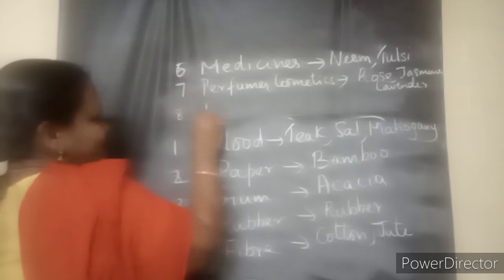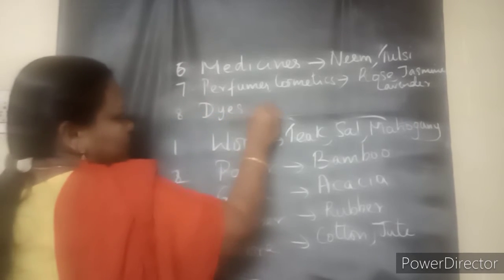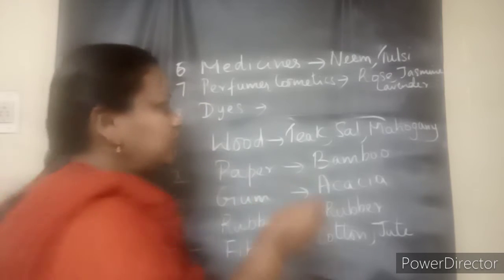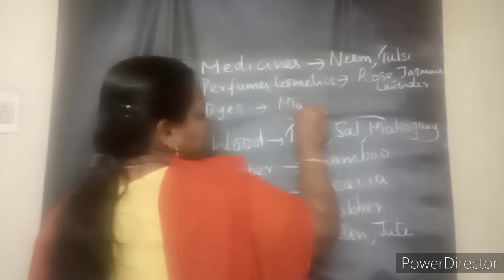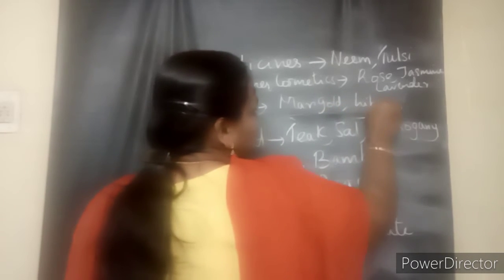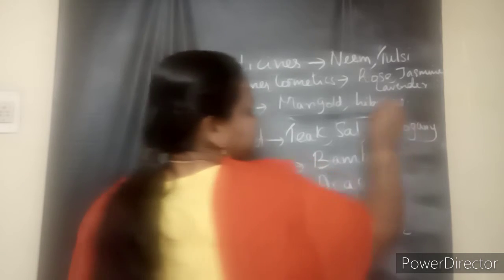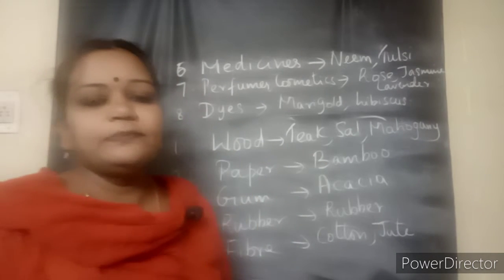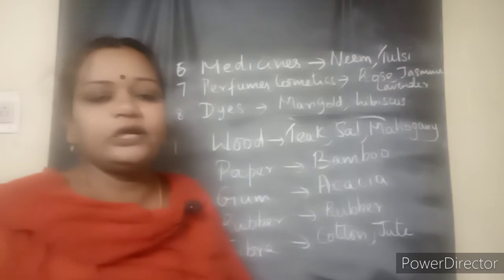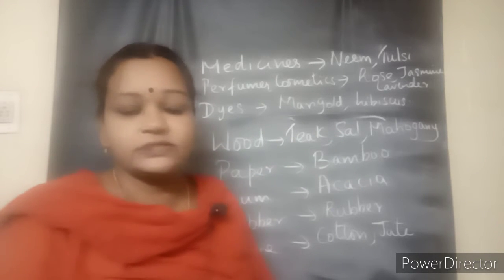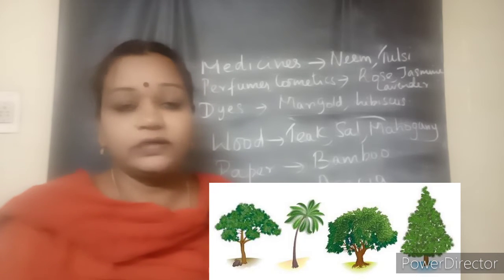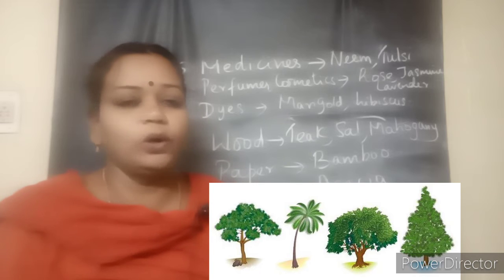And also dyes, colors. Yes, colors also. Some of the plants give us colors. Marigold, hibiscus and others are soaked and the color is used for some coloring purposes also. Yes. So like that we can find a wide range of uses of the plants. But plants are becoming less, and that is one of the major concerns. You all know that, no?